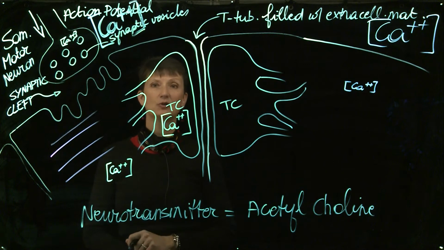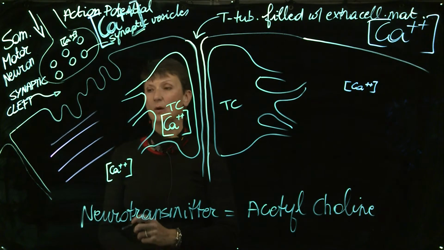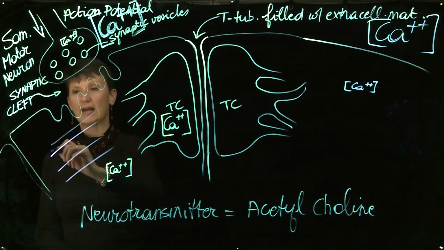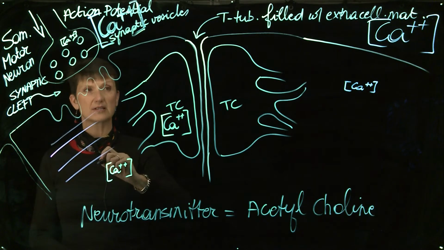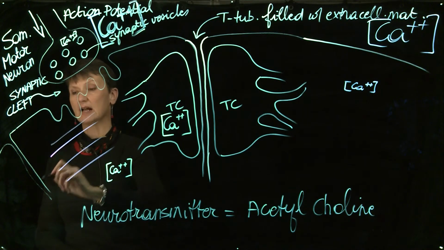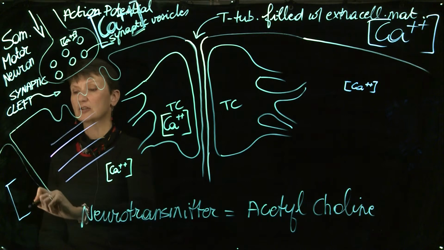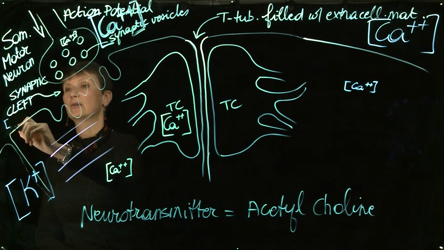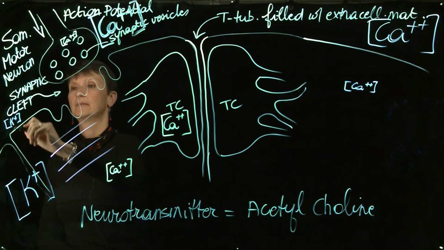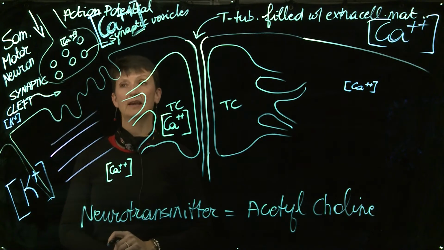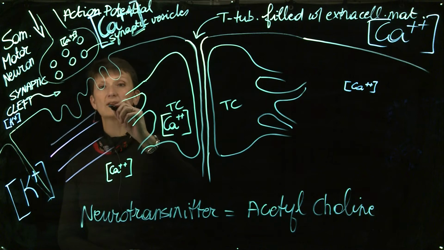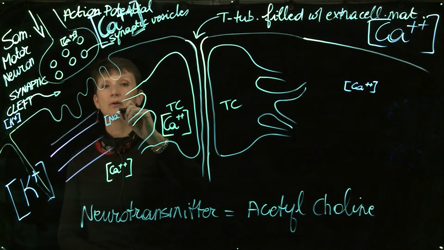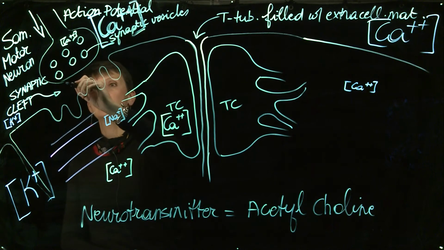We have to add two more ions. One is potassium. Potassium has, in all of our cells, it doesn't matter which cell, a much higher concentration inside of cells than on the outside of cells. And the opposite is the case for sodium. So inside of cells, we see a much lower concentration of sodium compared to the outside.